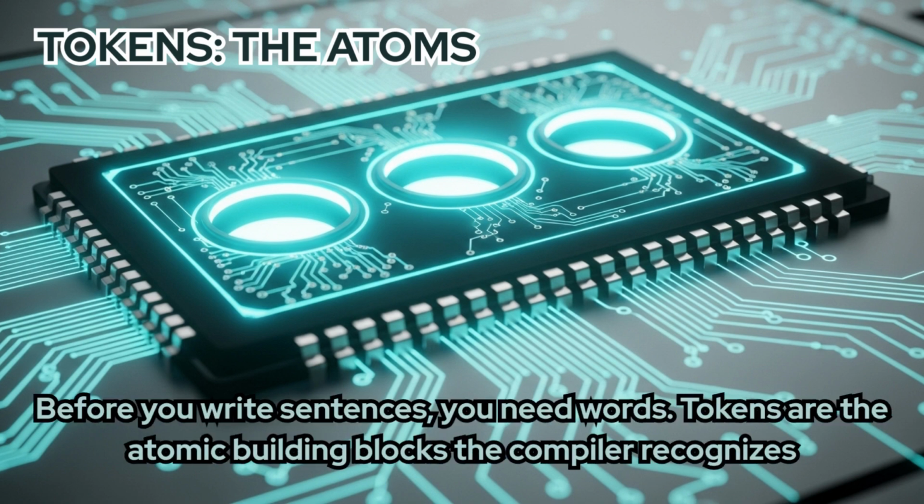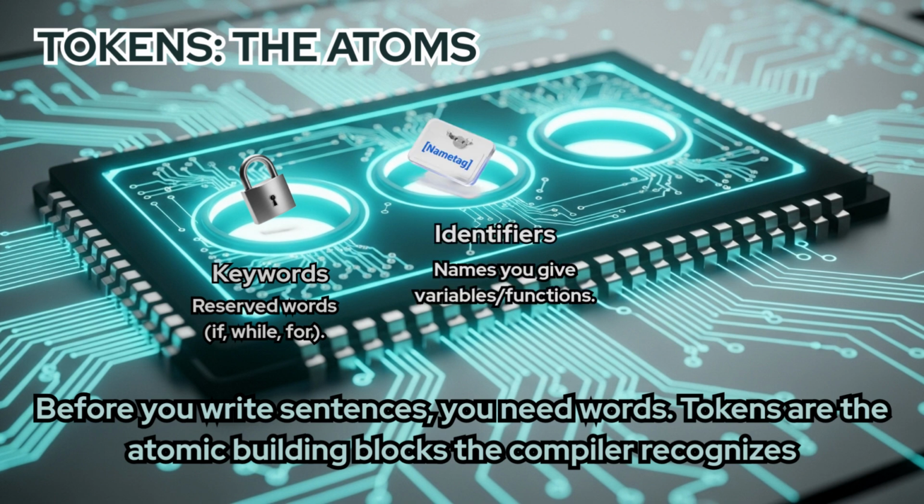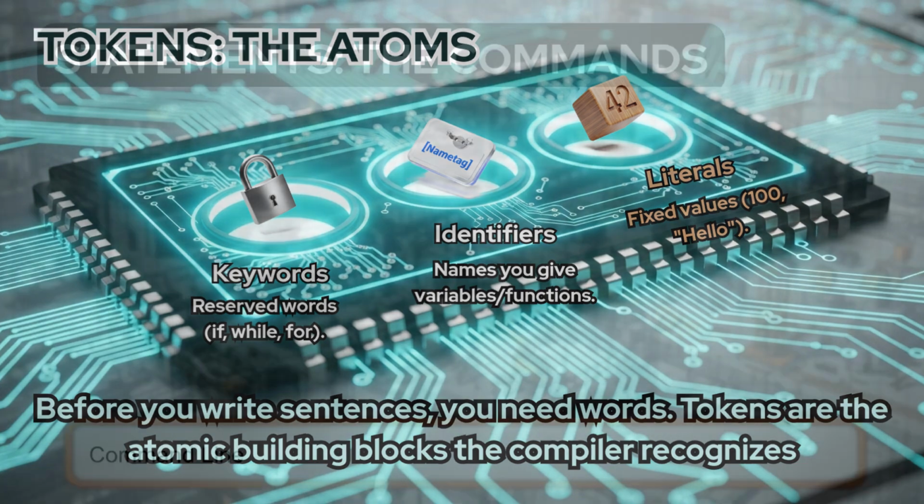Let's break it down to atoms. We call these tokens. First, look at the padlock. These are keywords, reserved words like if or while. They are locked. You cannot use them for names. Second, the name tag. These are identifiers, the labels you stick on your variables. Third, the number block. Literals, the raw data, like the number 42. You need all three to build a sentence.